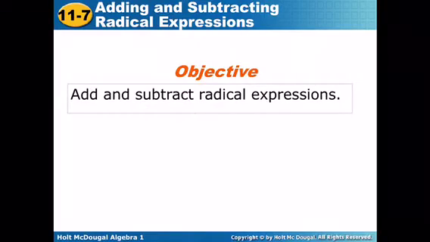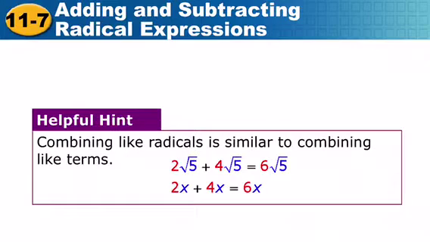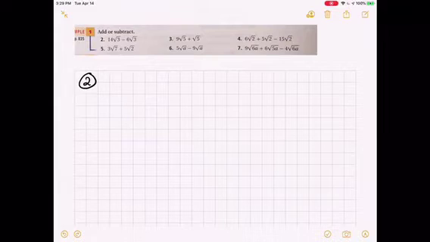Alright, so our objective today is to add and subtract radical expressions. And we'll get to see some clips of a new black and white as we go along. Like radicals is our vocab. And if they are like radicals, it works just like adding like 3x and 4x together. So let's go through a few. Number 2 through 7 here, we're adding and subtracting.